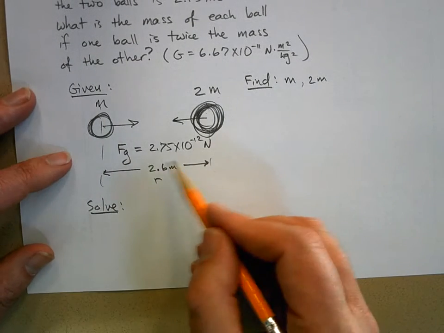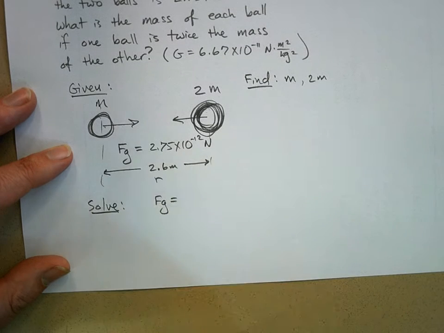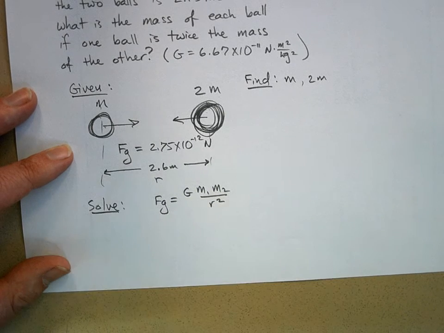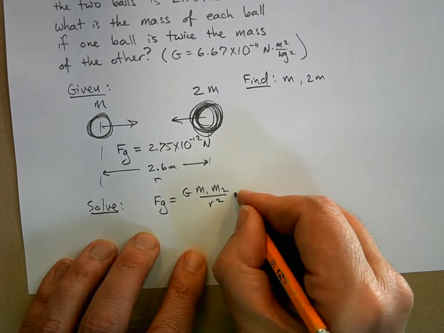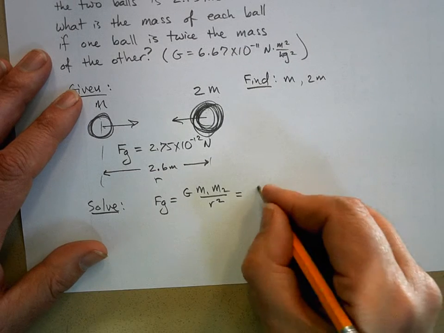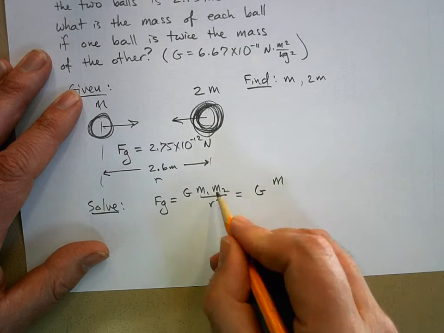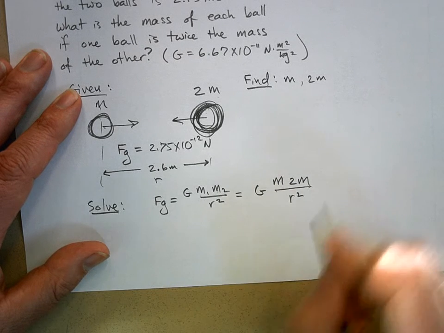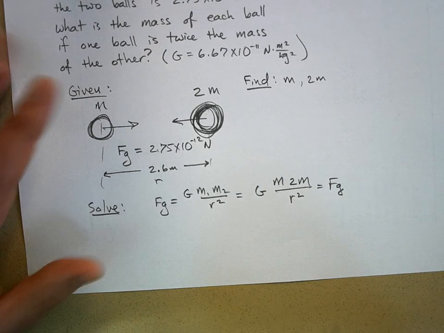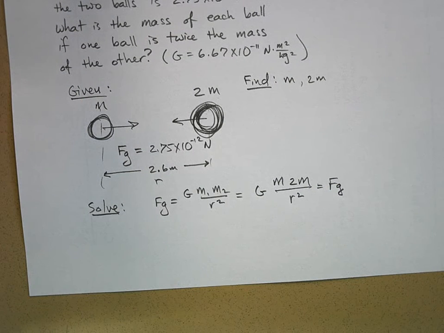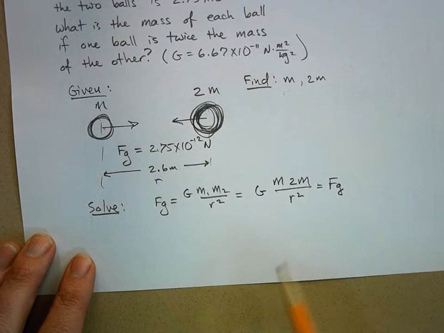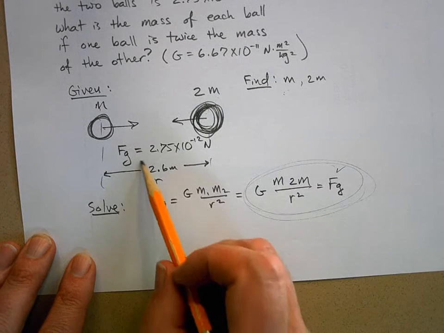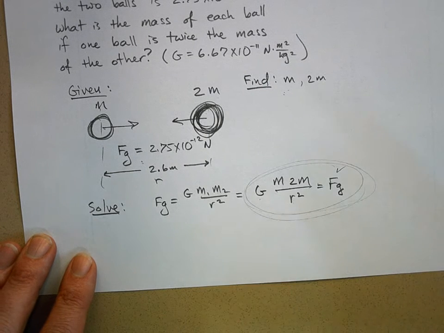Well, this is a gravitational force. So we're going to say the force of gravity is equal to G times the mass of one times the mass of the other over r squared. That's our basic equation. We can rewrite this saying G, and m1 is just m, m2 is 2m, over r squared, equals the force of gravity. And now we can solve for m, because that's what we want to find. Notice that we know the force of gravity, that's given. We know r and we know G, so that's the only variable that's left.